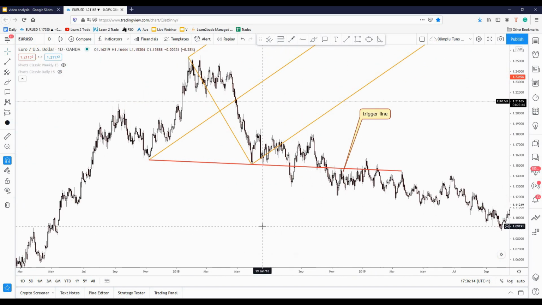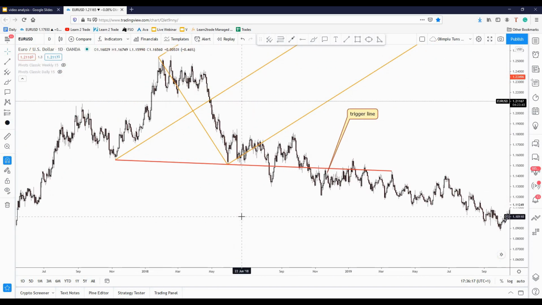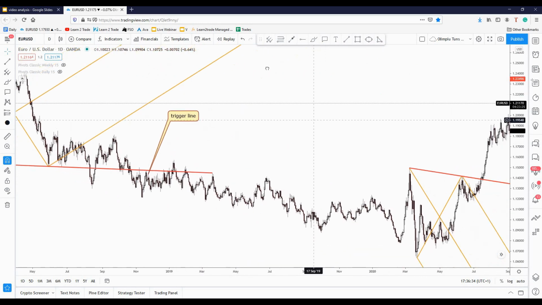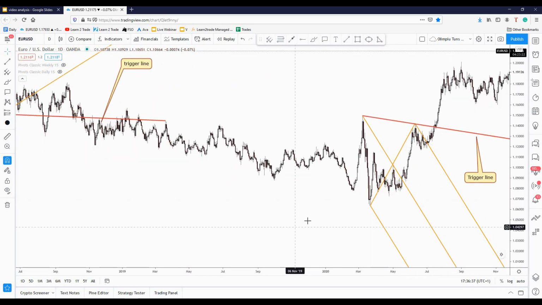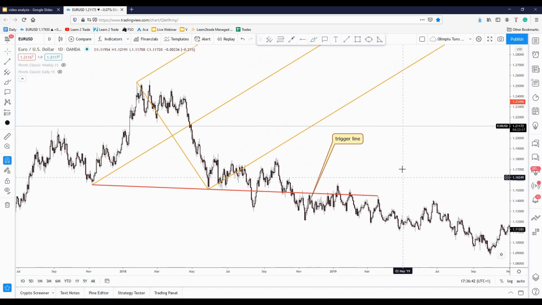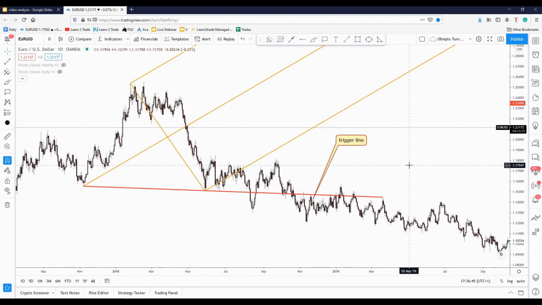Okay, so as you can see here, you can use this trigger line to identify reversals or trading opportunities or trend continuations. Okay, so you can use this trigger line with the ascending pitchfork or with a descending pitchfork, like in these cases here, or along with other trading tools or indicators to identify great trading opportunities, entry points.